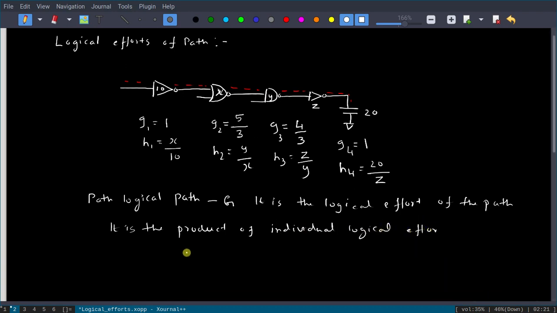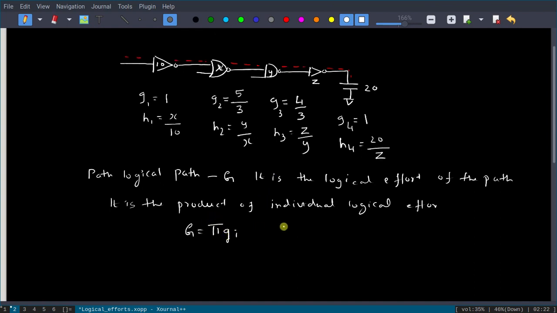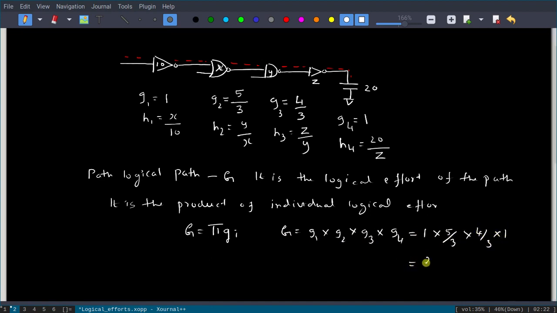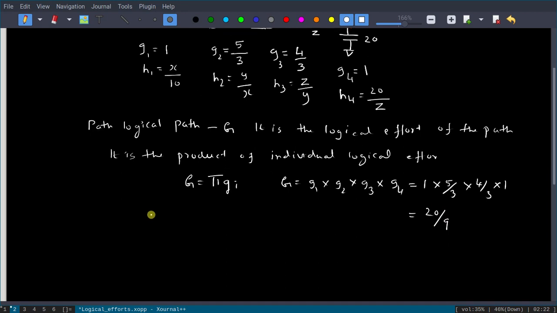It is the product of the individual logical efforts. So capital G is nothing but the product, that's why I will write pi gi, where i depends on which gate you are considering. Here we have 4, so it will be G1 into G2 into G3 into G4. For this example, our G will be G1 into G2 into G3 into G4. So that becomes 1 into 5/3 into 4/3 into 1, which becomes 20/9.